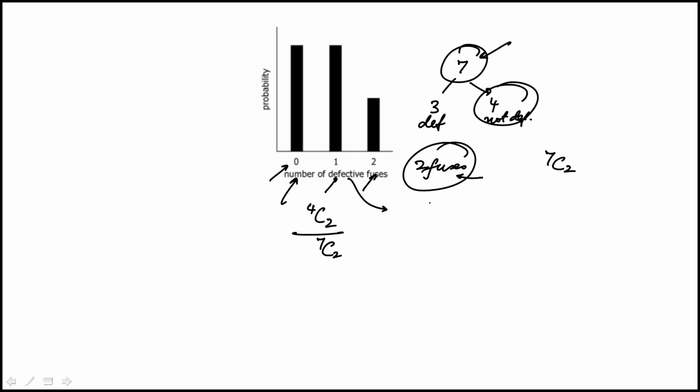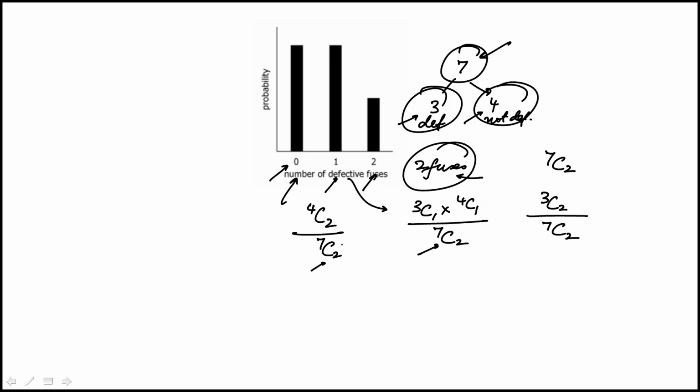And then 1 defective fuse means you select 1 from the defective pool and the other from the non-defective. That would be 3C1 times 4C1. Denominator remains the same. And then both of them defective means it has to come from that pool. So that's 3C2 over 7C2. So we don't even need to compute the denominator. We just have to compare these values.